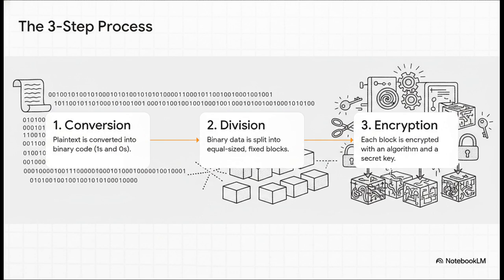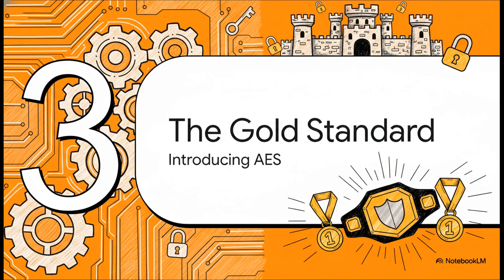That long string of ones and zeros gets sliced and diced into those equal-sized blocks we just talked about. And finally, the fun part, encryption. Each and every one of those blocks gets put through the Scrambler using the algorithm and that all-important secret key. It's systematic, it's efficient, and believe me, it is incredibly powerful. So the block cipher method is like the blueprint for a fortress. But what's the actual fortress that everyone in the world trusts?